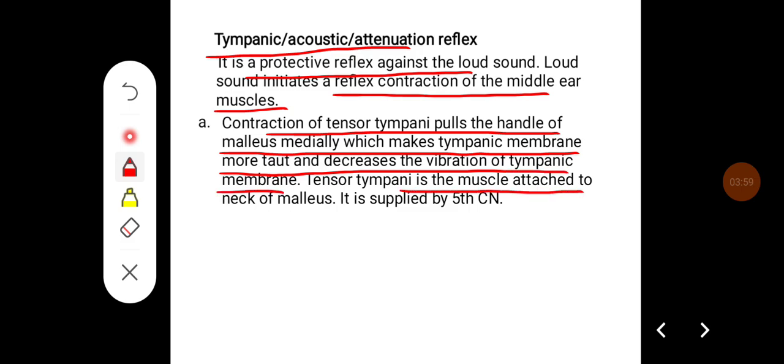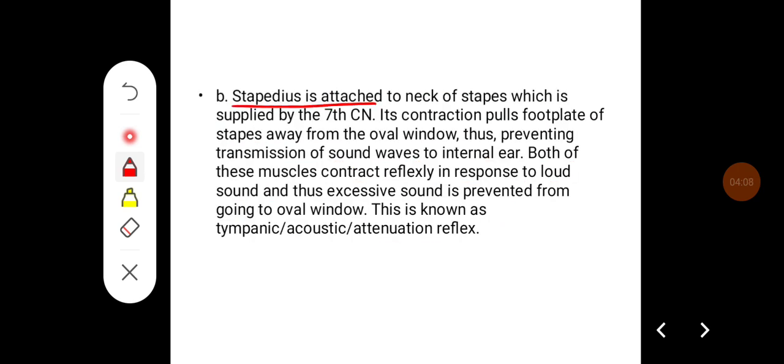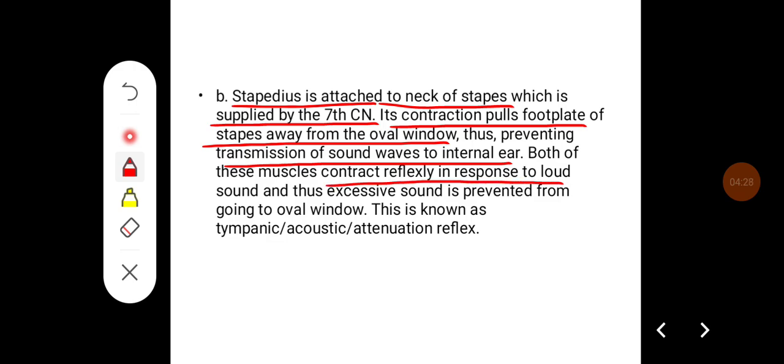The tensor tympani is the muscle attached to the neck of the malleus, and it is supplied by the fifth, that is trigeminal nerve, by mandibular division. And second is stapedius, attached to the neck of stapes, which is supplied by the seventh or facial nerve. Its contraction pulls the foot plate of stapes away from the oval window and thus prevents the transmission of sound waves to the internal ear. Both these muscles contract reflexly in response to loud sound, and thus excessive sound is prevented from going to the oval window, and this reflex is called the tympanic, acoustic, or attenuation reflex.